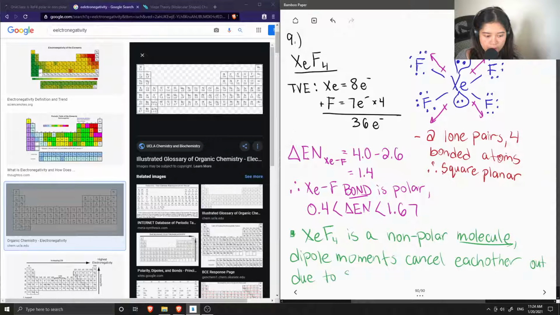Due to the symmetrical molecular shape, we can say up here that we have a net dipole moment of 0.